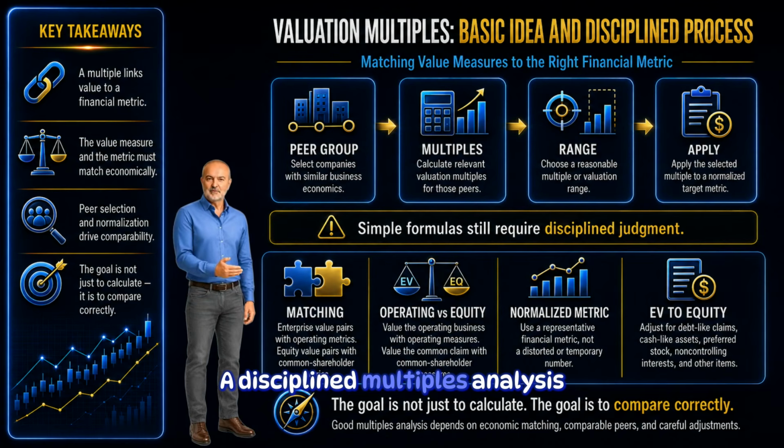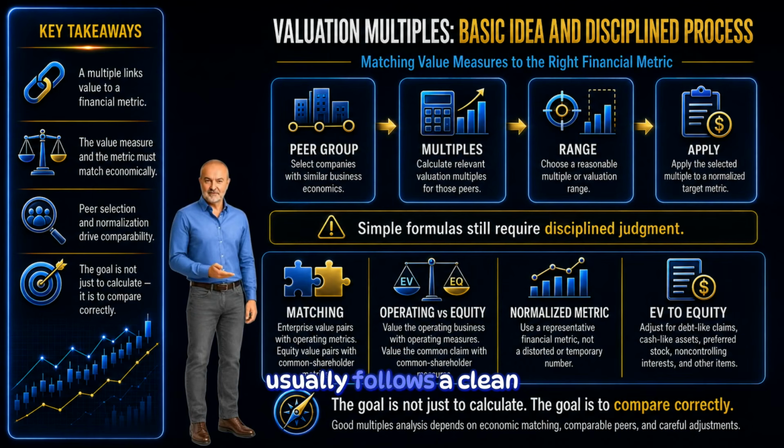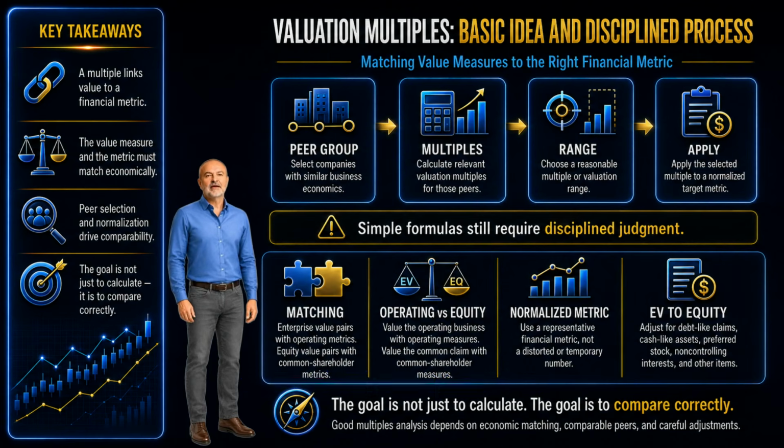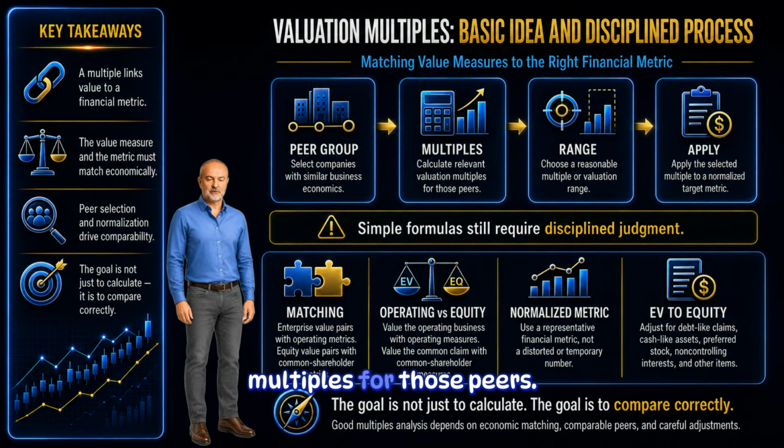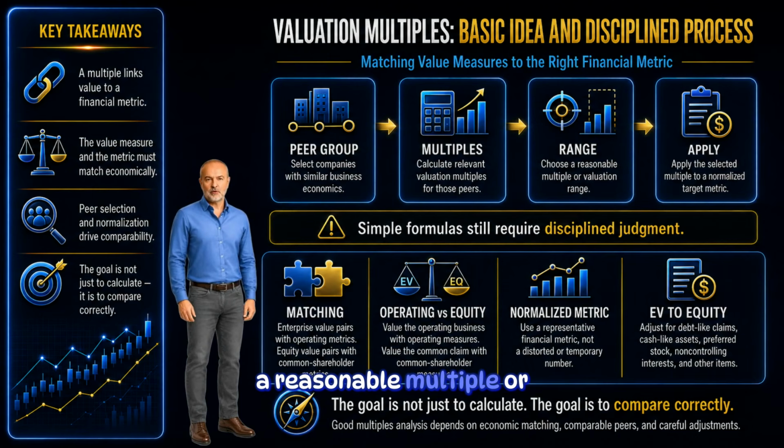A disciplined multiples analysis usually follows a clean path. We begin by selecting a peer group with similar business economics. Then we calculate relevant multiples for those peers. After that, we choose a reasonable multiple or valuation range for the target company. Finally, we apply the selected multiple to a normalized financial metric for the target.